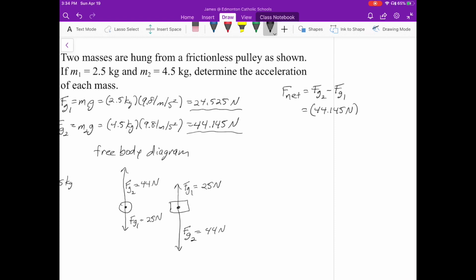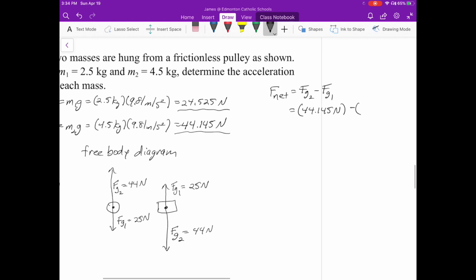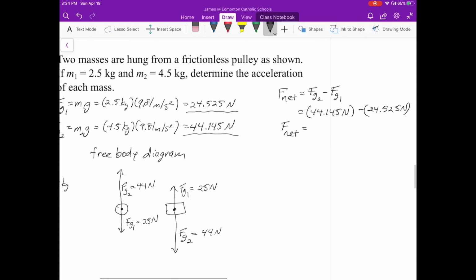44.145 newtons minus 24.525 newtons. So the net force is 19.62 newtons. So that means that force is going to be the force that acts on both masses. Again, this is the net force on the system, and the system consists of two masses. Both masses experience that same net force. The net force acts up on mass 1, and it acts down on mass 2.